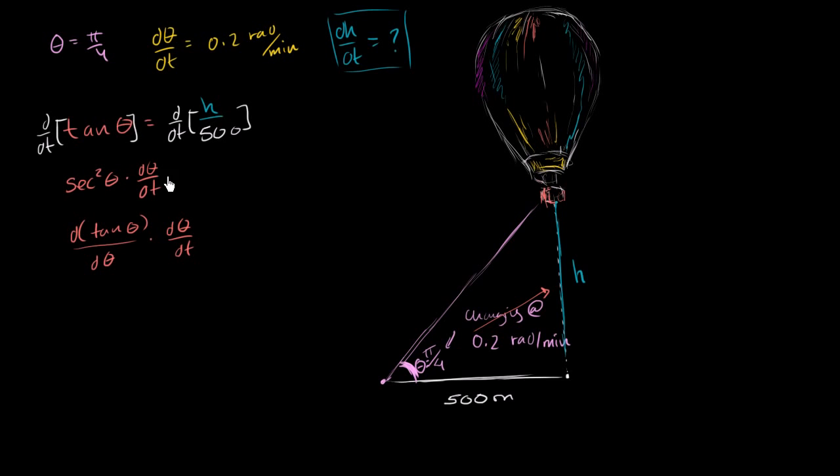And then the right-hand side becomes, well, it's just going to be 1 over 500 dH/dt. We're literally saying it's just 1 over 500 times the derivative of h with respect to t. But now we have our relationship, the relationship that we actually care about. We have a relationship between the rate at which the height is changing with respect to time, and the rate at which the angle is changing with respect to time, and our angle at any moment. So we can just take these values up here, throw them in here, and then solve for the unknown. So let's do that right over here.